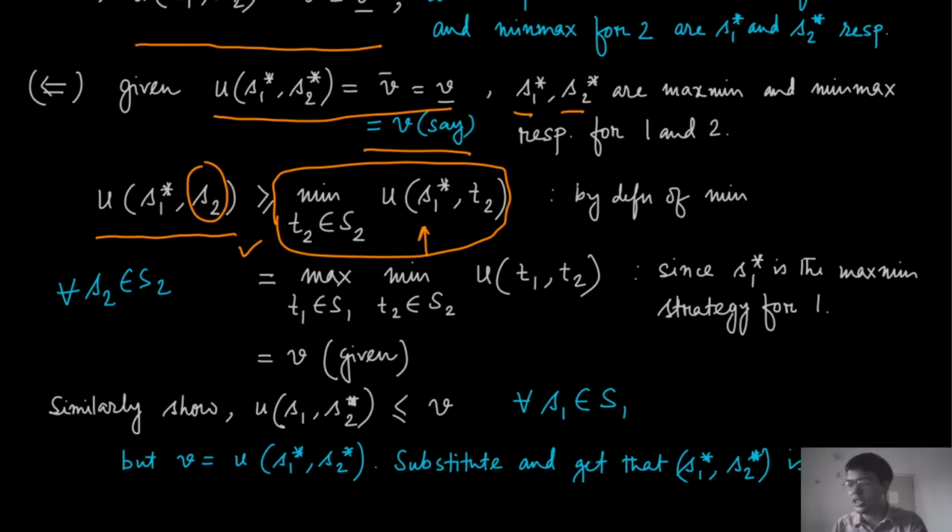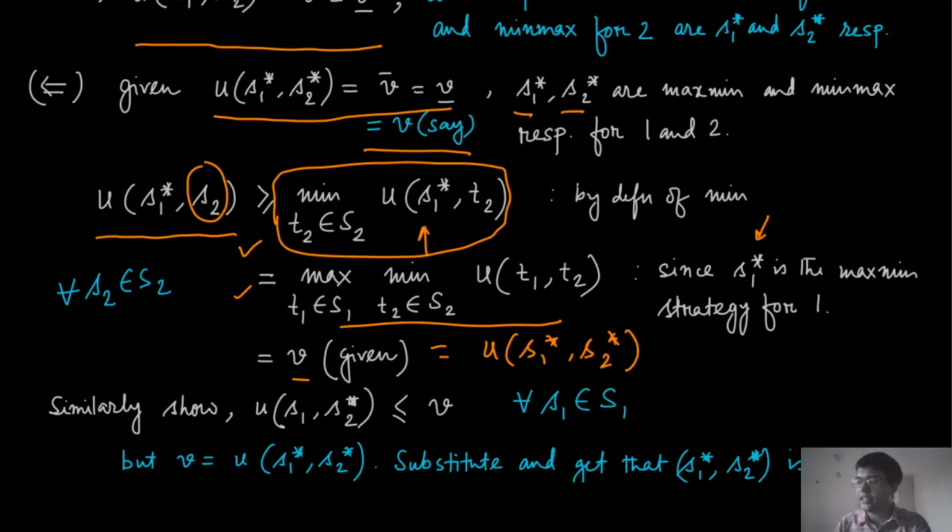Think through it a little more carefully. You can see that the definition actually gives this equality, and this max-min value is the same as v. Now v is already given as equal to u of S1 star comma S2 star. That is what we are given here, right? So you already get the inequality satisfied for player 1.